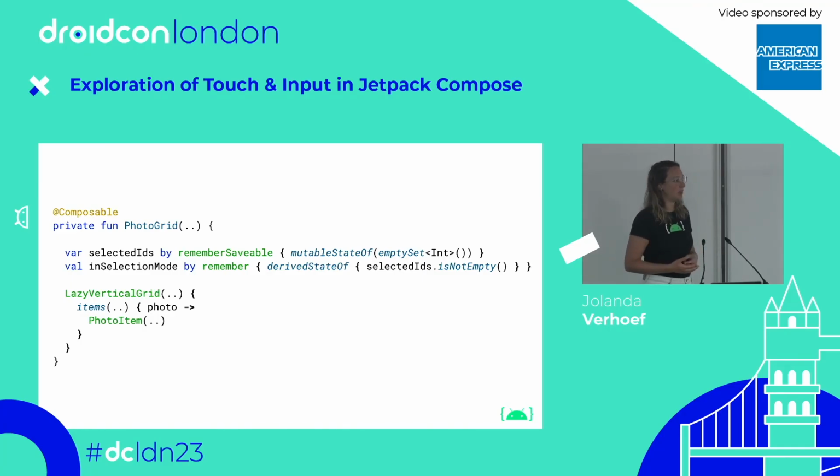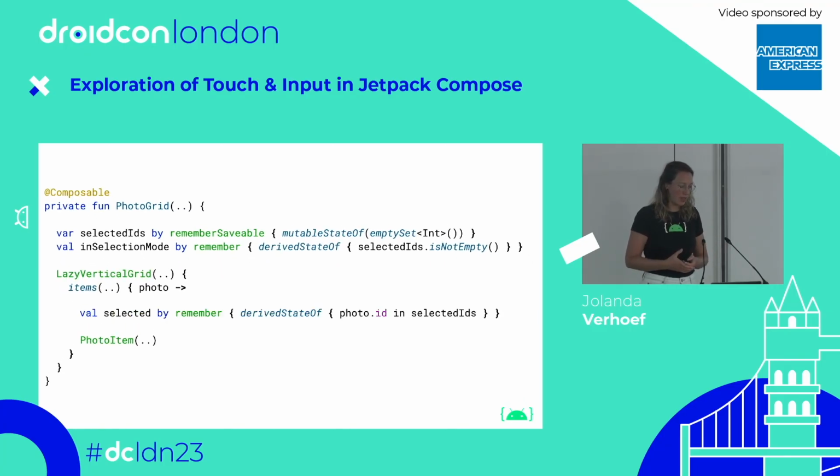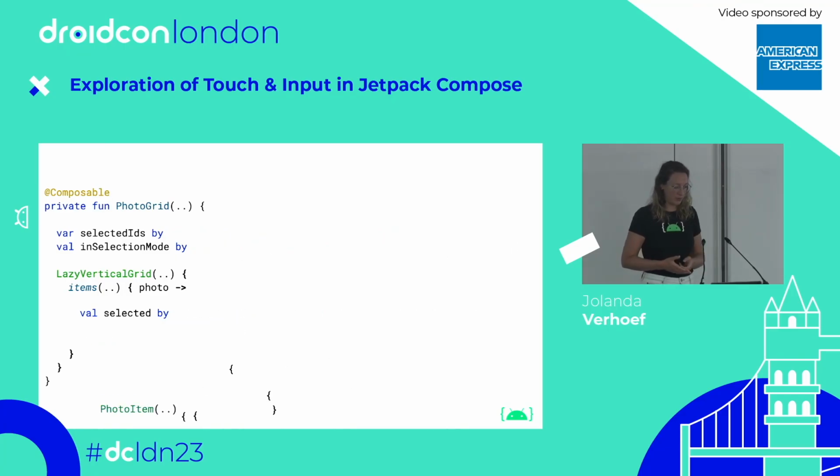So we want to use derivedStateOf. This makes sure that our composables that rely on the value of the in-selection-mode variable will only recompose when it actually changes from true to false and the other way around, and not all the time. In addition, for each photo in the grid, we can look up whether that specific photo is selected by checking if it's part of the set of selected IDs. Again, we're using derivedStateOf to make sure that we only recompose depending on this state when it actually changes from true to false and the other way around.